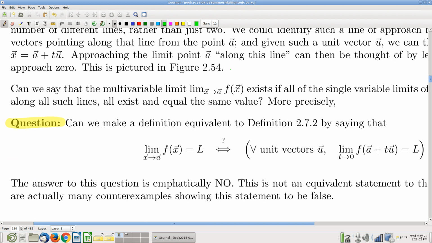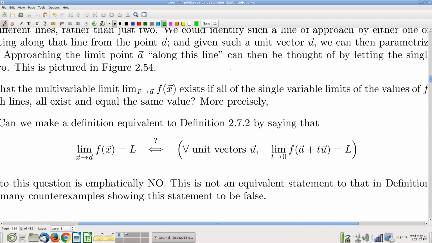So here's our candidate. No matter what direction you're approaching from, every possible unit vector, here's x approaching a by t approaching 0. And suppose that no matter how I do it, I always get the same value, L. No matter which direction you approach from, every possible straight line direction, you always get the same value, L. Shouldn't that mean that the limit is L? It's extremely tempting. Lots of students leave a multivariable calculus class thinking that this is what a multivariable limit is.